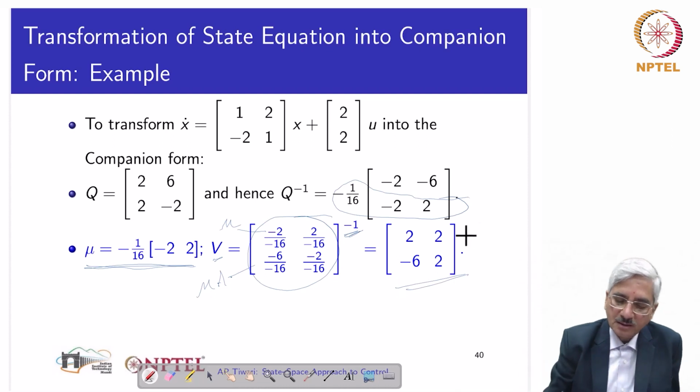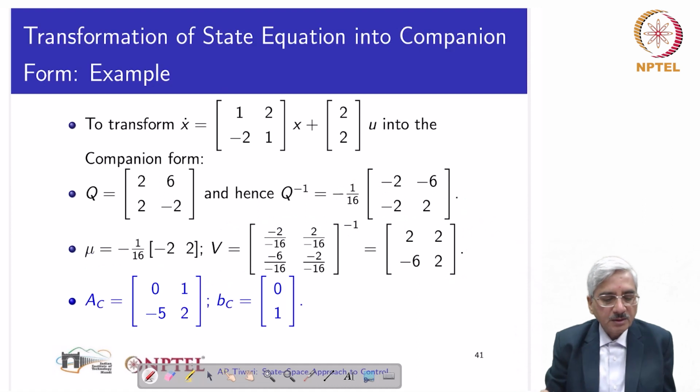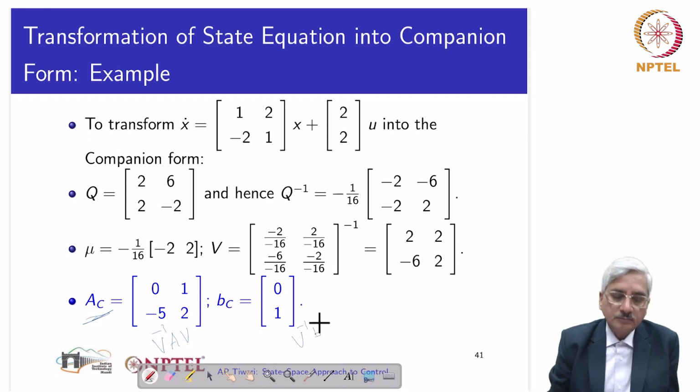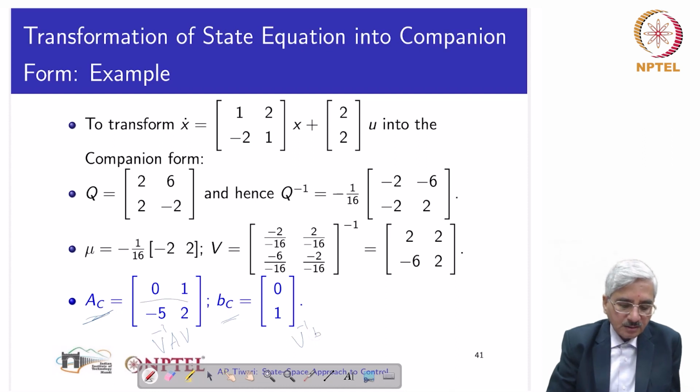Now once we got the transformation matrix V, then rest is simple. To obtain the companion form system AC, we get V inverse A V, and BC is V inverse B, and we get AC and BC matrices. Now you can see this row is the coefficients of the characteristic equation taken in reverse order. This part is 0 and this part is identity matrix.